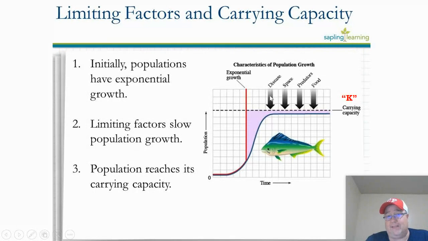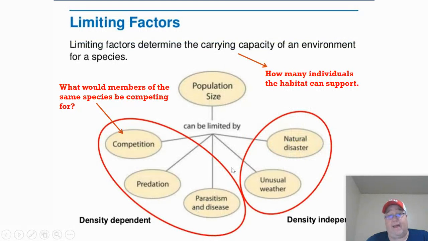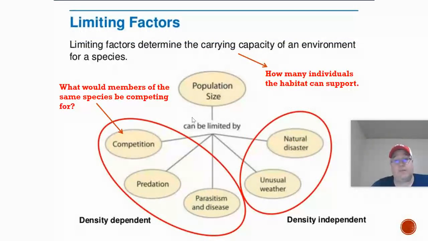But eventually, these limiting factors start putting pressure on the population the more individuals there are. Now, if you removed the disease and you removed the predators and gave them all the living space and all the food that they need, then those organisms would continue to grow, right? The carrying capacity line, this line here, would be increased if those limiting factors weren't there. So, when it comes to limiting factors, a few things I want you to understand about them. The population size can be controlled or limited by all of these factors. And this is just a small list of them.